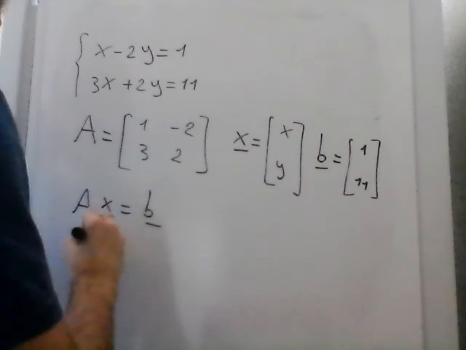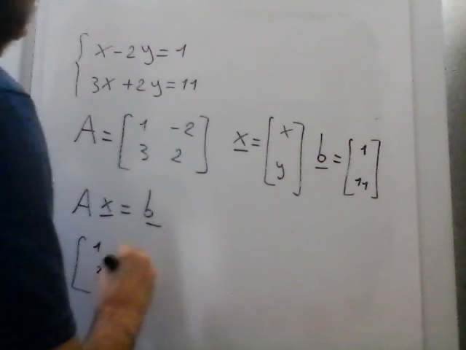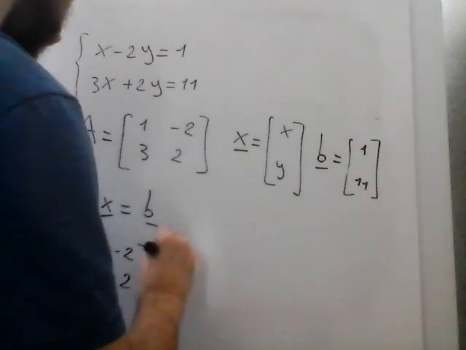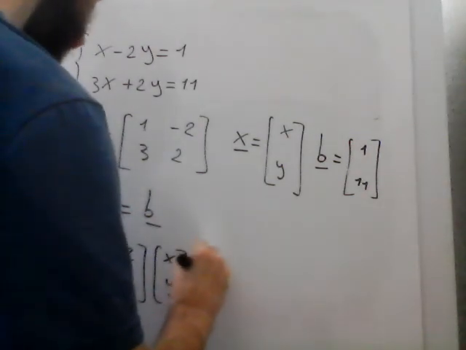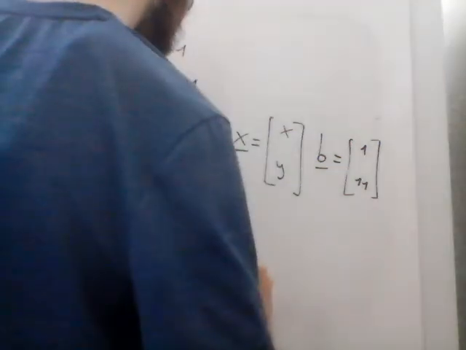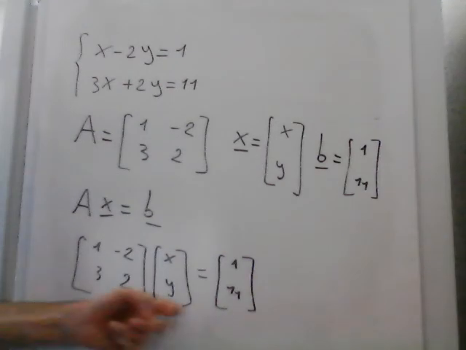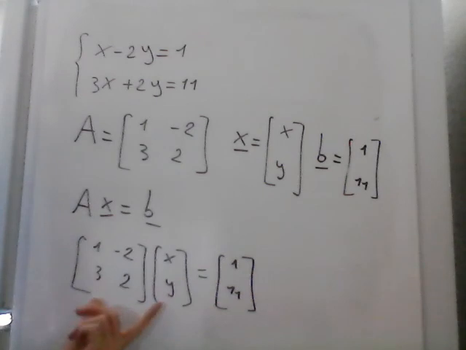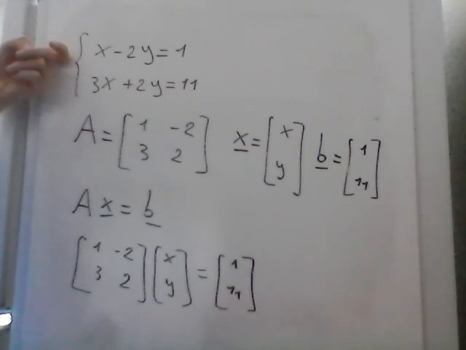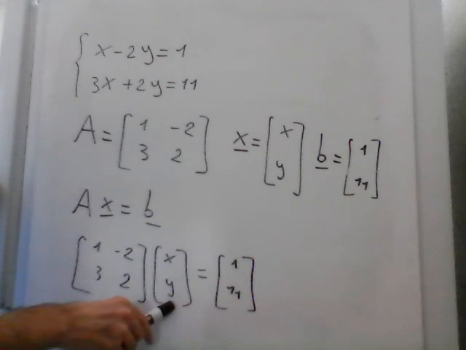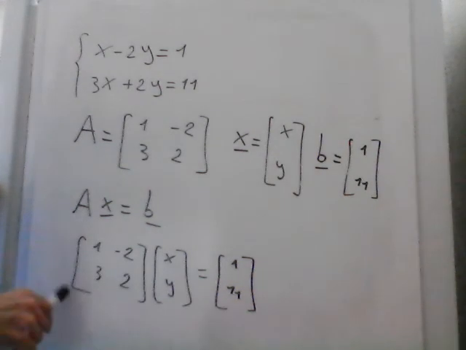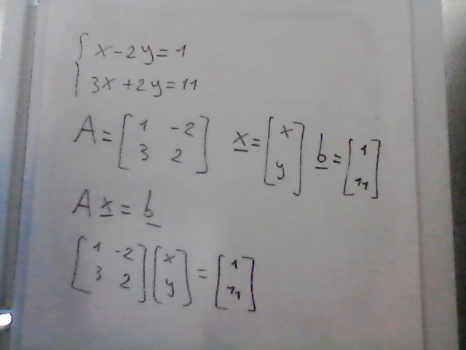So the matrix [1, -2; 3, 2] times (x, y) is equal to (1, 11). And you immediately see that if you do this multiplication, matrix times vector, and set the vector that you obtain equal to the vector on the right hand side, the equations that you are getting are exactly the equations of the linear system. So finding this vector (x, y) such that this equation is true is the same as solving this linear system.